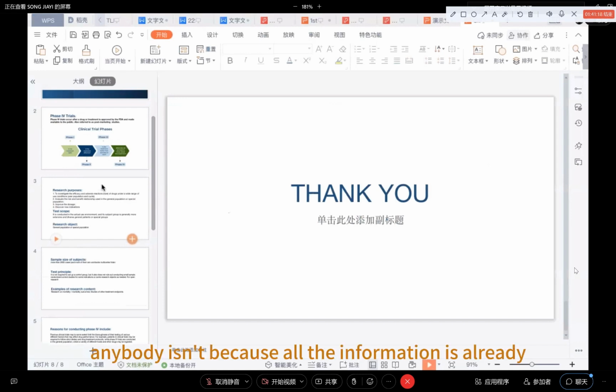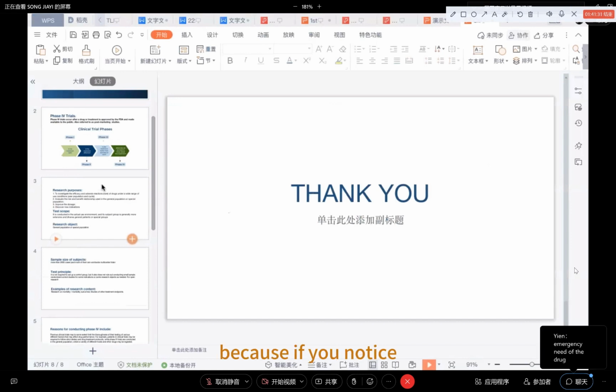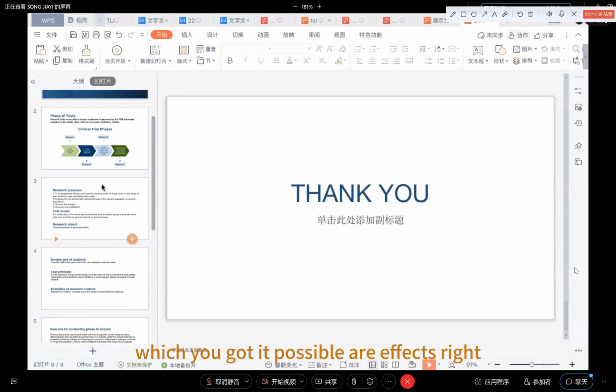Anybody? Okay. Is it because all the information is already established with all the phases, so maybe there's no need for phase 4? Not really, because if you notice, phase 4 is also out there to look for possible side effects, right?